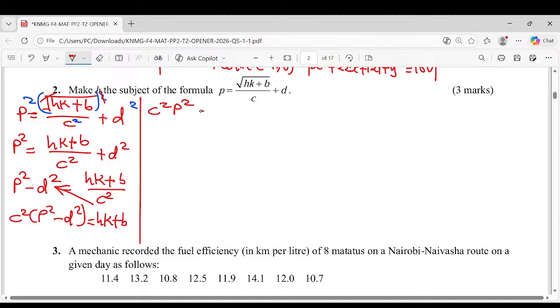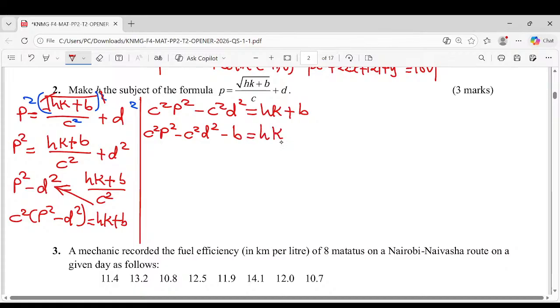Upon reaching this step, this will now become c squared p squared minus c squared d squared is equivalent to hk plus b. Then what happens? The b crosses to the left. I'm now going to have c squared p squared minus c squared d squared, then minus b, equals hk.